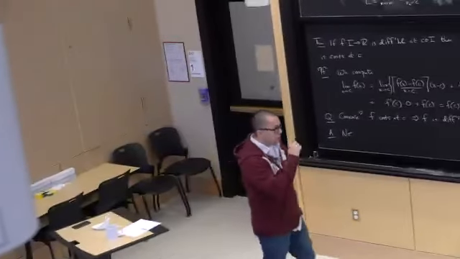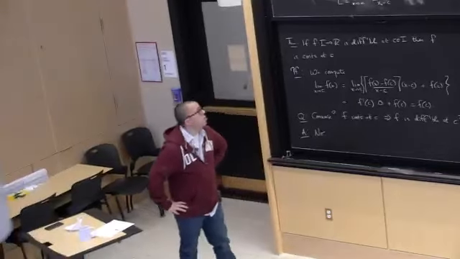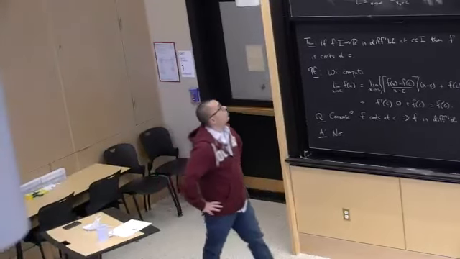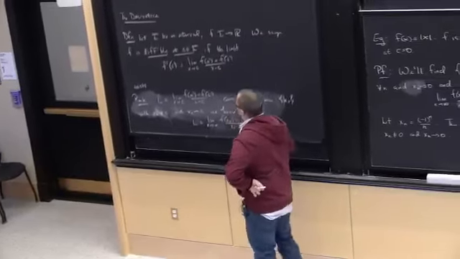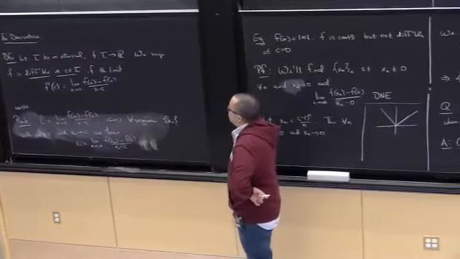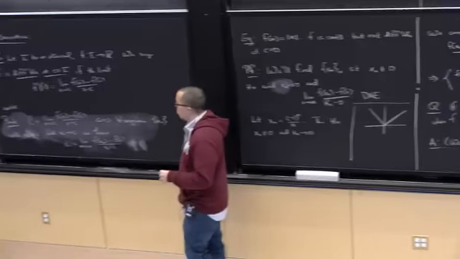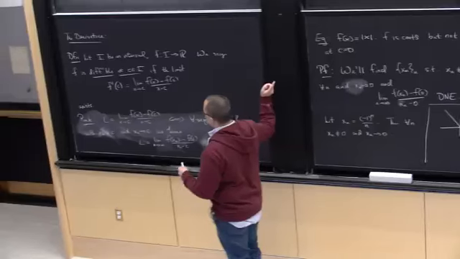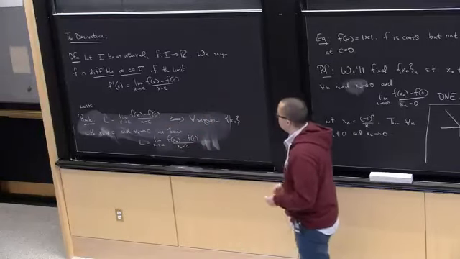Okay, so we're going to continue with our discussion of the derivative. Now let me recall the definition we introduced at the end of last time of the derivative. So let I be an interval, meaning it could be open, closed, it could go out to plus infinity, it could go out to minus infinity, but you know what an interval is.